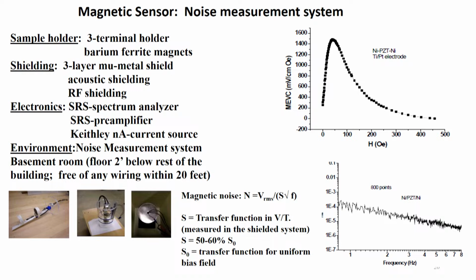The output of the sensor element is fed into a spectrum analyzer and a preamplifier. The field that we generate to look at the sensitivity of the sensor element comes from a nanoampere Keithley current source, and that will produce the current that you want to measure. The current is passed through a solenoid. It's nanoamperes of current which will produce picotesla magnetic field. So, that is how we characterize the sensors, how sensitive it is, what is the lowest field it can measure.